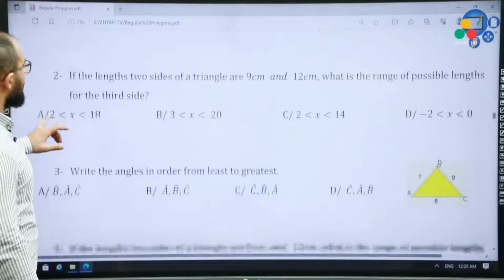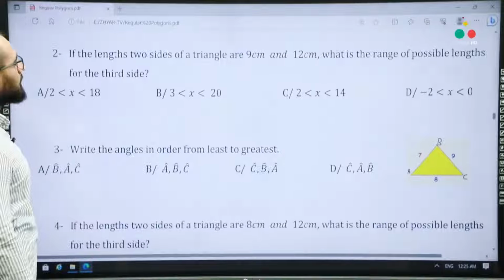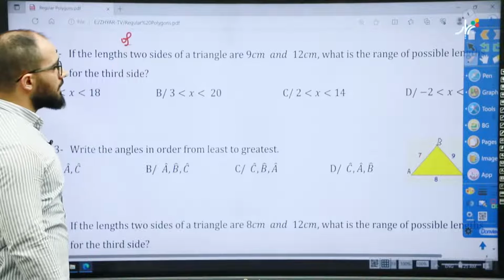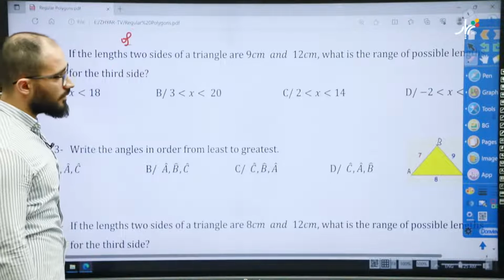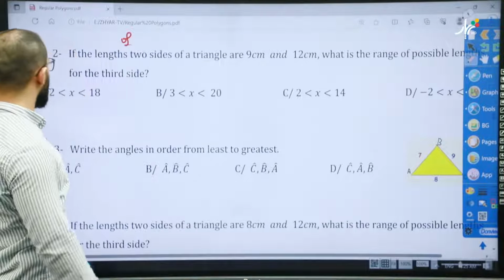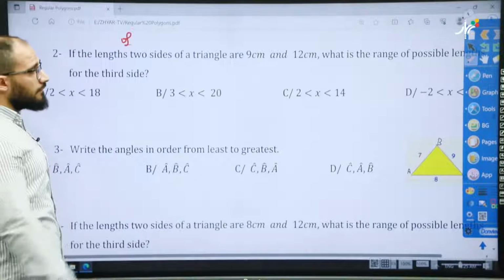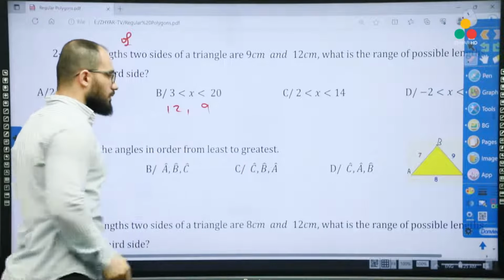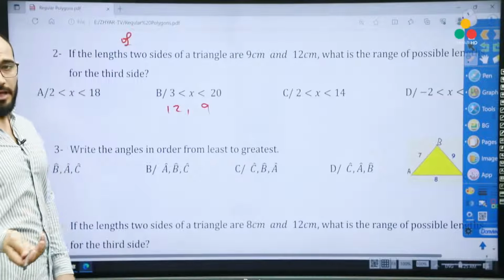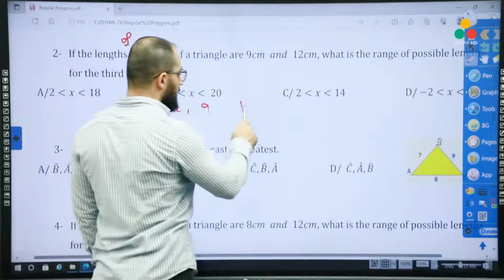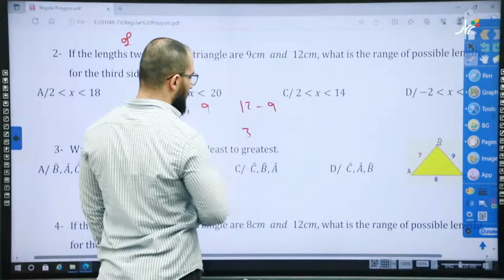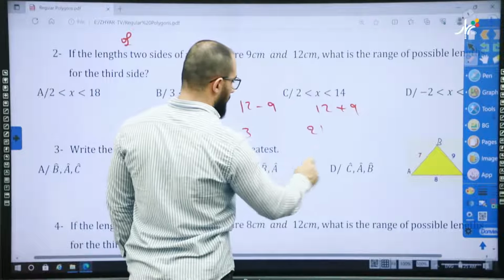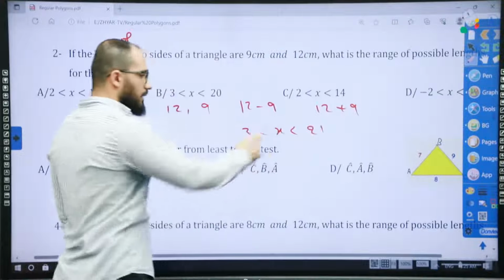Question 2 says, if the lengths of two sides of a triangle are 9 centimeters and 12 centimeters, what is the range of possible lengths of the third side? We have 12 and 9. I told you, first subtract, then add, and we get the results. 12 minus 9 is 3. 12 plus 9 is equal to 21.